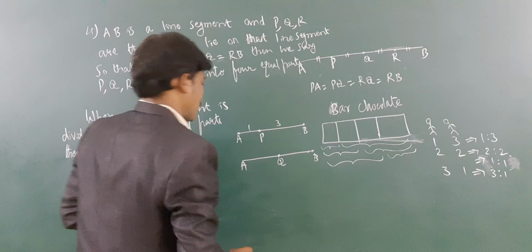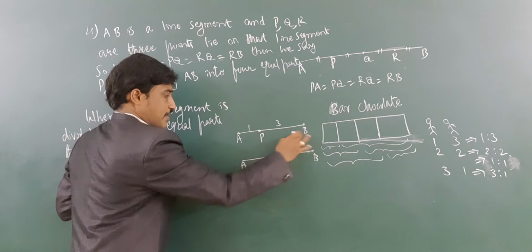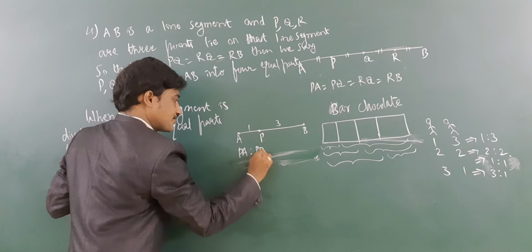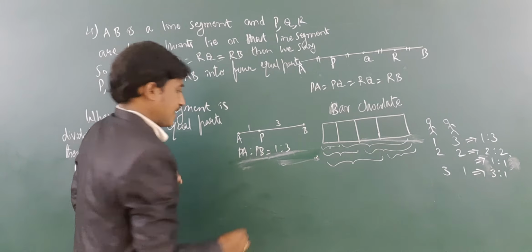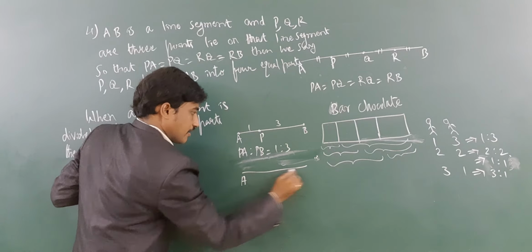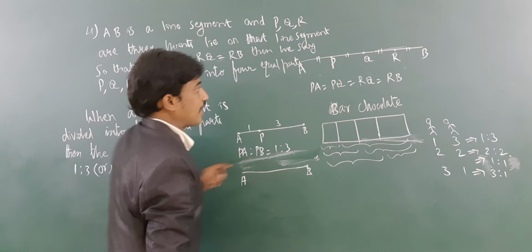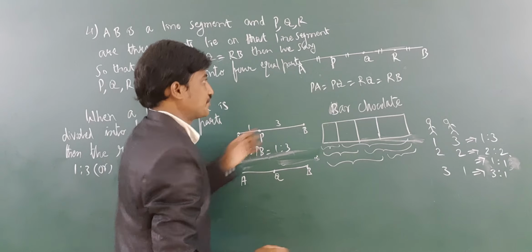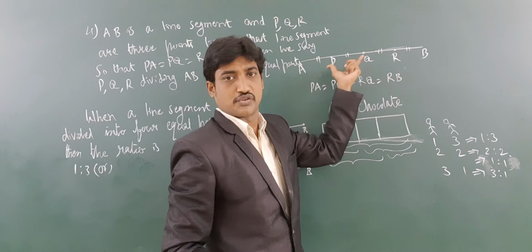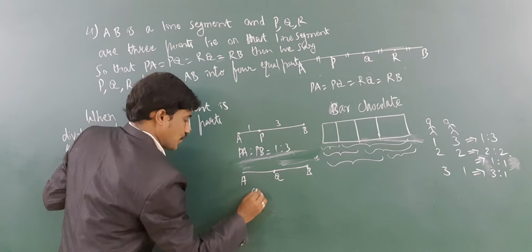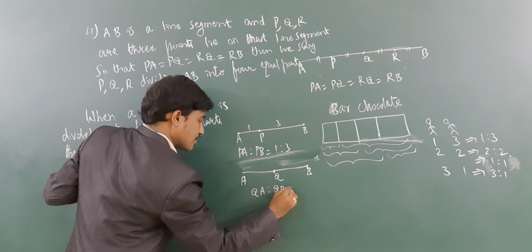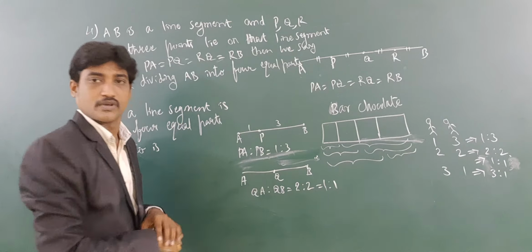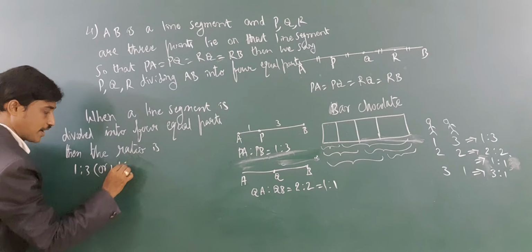Here AP is to PB is 1:3. Q is in the middle of AB, and QA is to QB: here 2 parts and here 2 parts. So QA is to QB is 2:2, which is nothing but 1:1. So the ratio is 1:3 or 1:1.